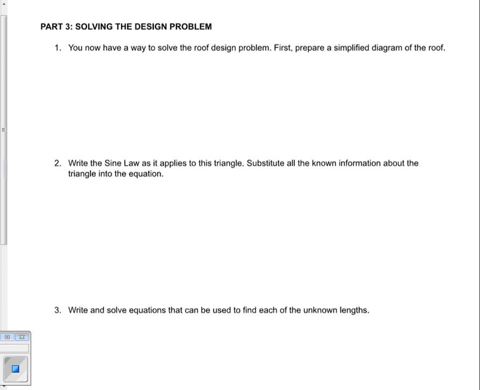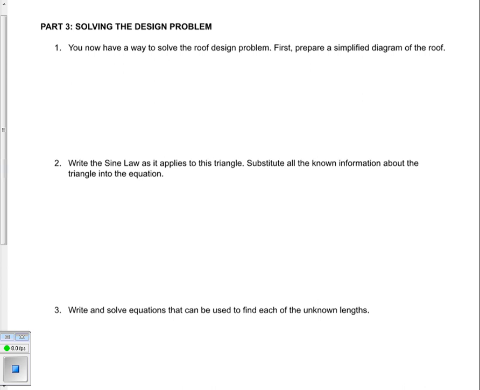We're going to look back at our design problem that we had on the first page there, and we're actually going to solve it. Okay, so now that we have a way using the sine law to solve for triangles that don't have a right angle in them, or that don't have an angle of 90 degrees in it, we're going to take a look and figure this out.